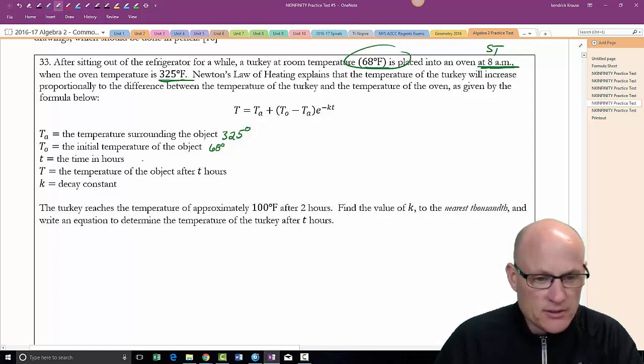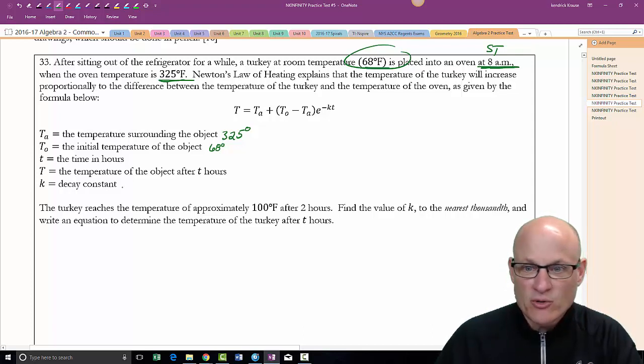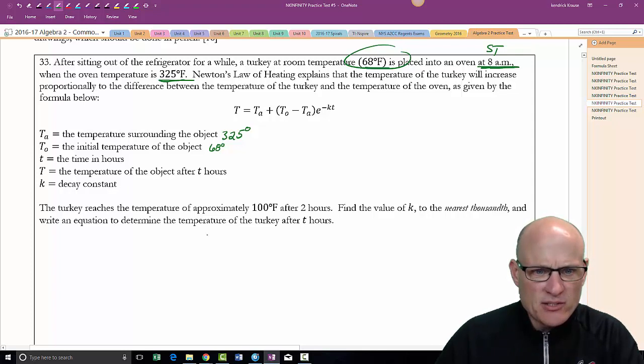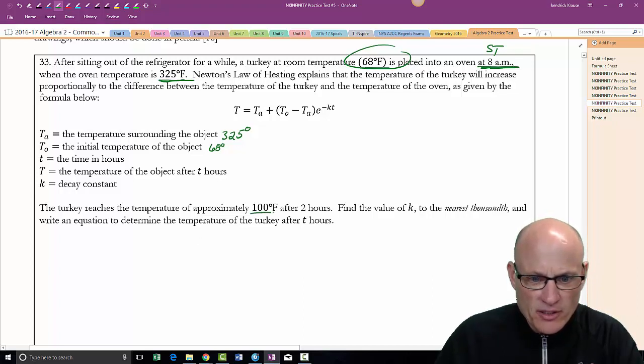Well, that's just time. The temperature of the object after T hours, so that's our final time, and the decay constant, which we don't know either. So let's see what we got. T is the temperature after T hours. The turkey reaches a temperature of approximately 100 degrees Fahrenheit after 2 hours.